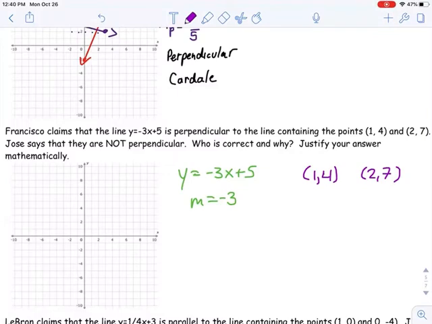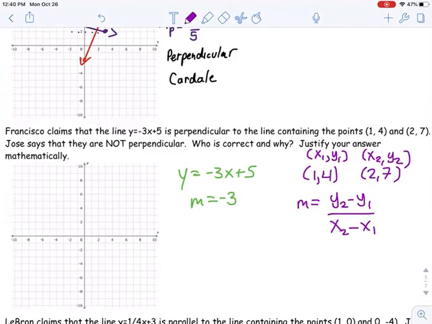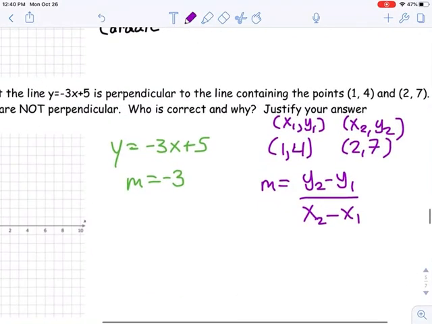Now let's look at these points right here, (1, 4) and then (2, 7). I'm actually going to use the slope formula to determine these slopes. Why not? Maybe you just love the slope formula. You think it's the best thing ever. So I have my points, I'm labeling them. (1, 4) is x sub 1, y sub 1. (2, 7) is x sub 2, y sub 2. And then we have the slope formula, which is y sub 2 minus y sub 1 over x sub 2 minus x sub 1.